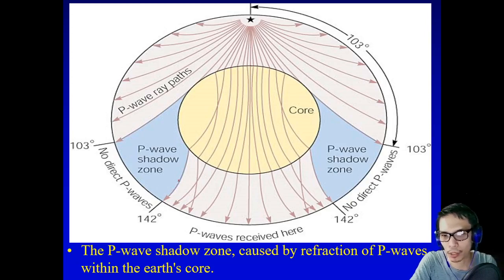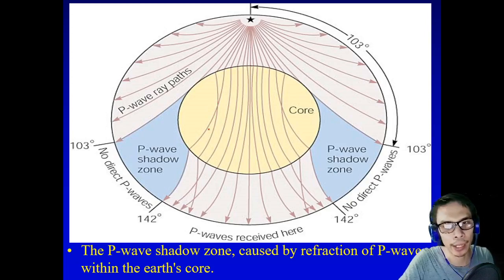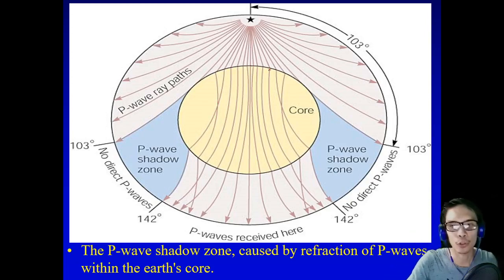Also, with your seismic waves, the P wave and the S wave, we are able to identify that the Earth's core is made up of two layers. We have a solid inner core and a liquid outer core. And that is because of these particular zones called shadow zones.